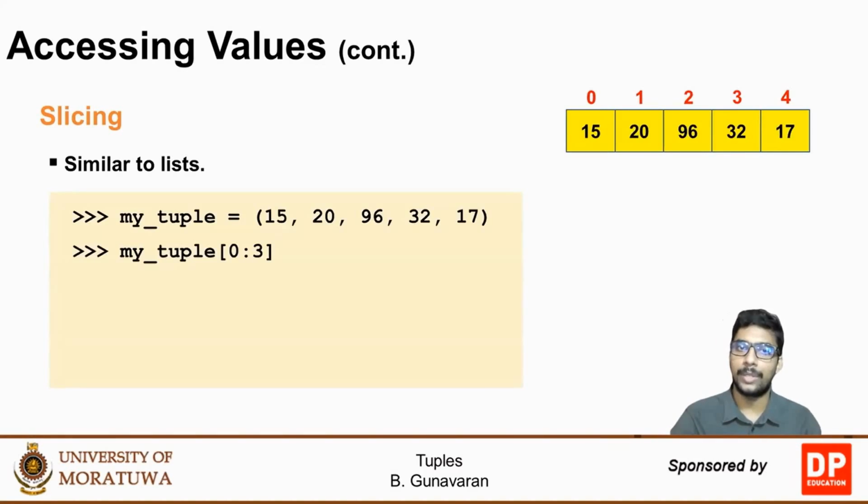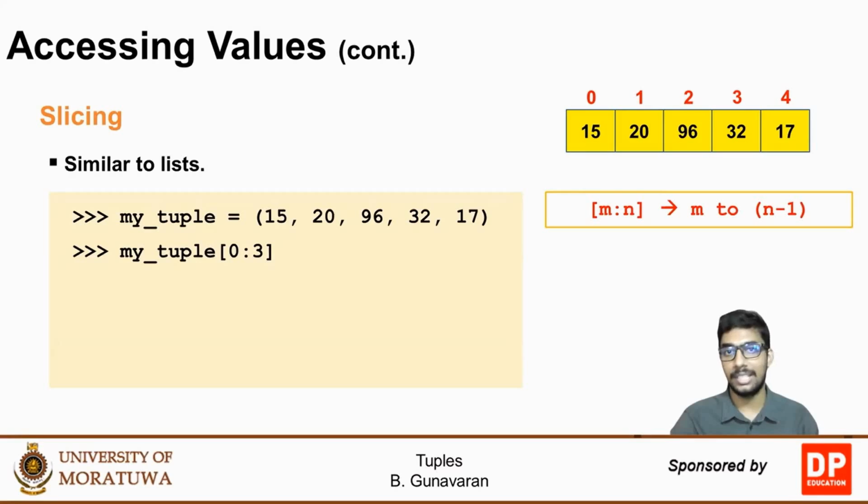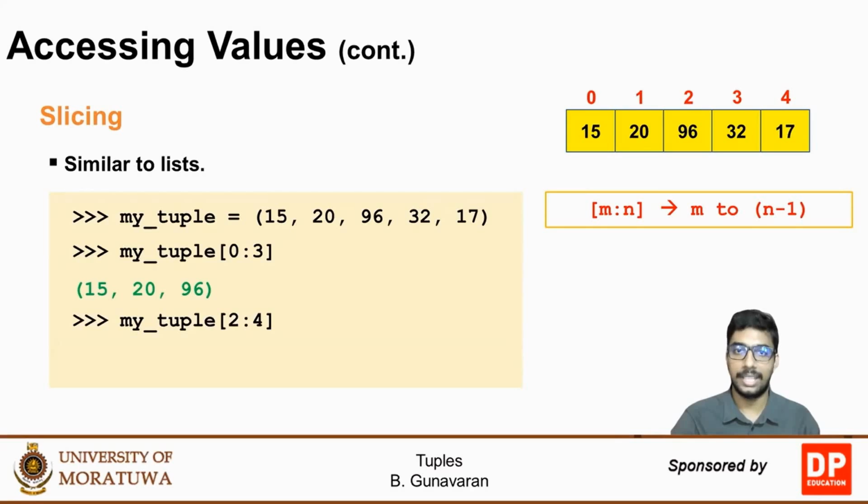First, we create the tuple. What will happen when we call my tuple with the range 0 to 3? It will output the values from index 0 to index 2. Remember, if the range is from m to n, the values considered will be from index m to n-1. Therefore, the output will contain 15, 20, and 96. Similarly, if the range is from 2 to 4, the values at indices 2 and 3 will be outputted.